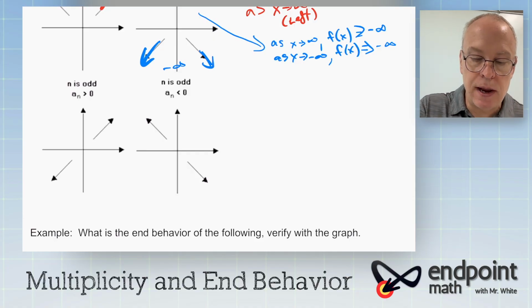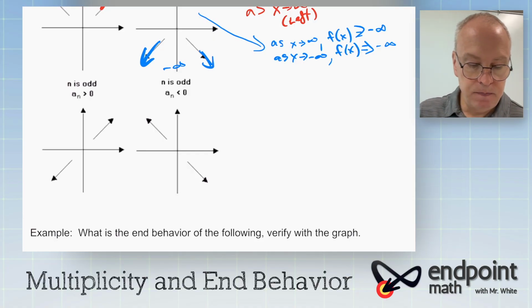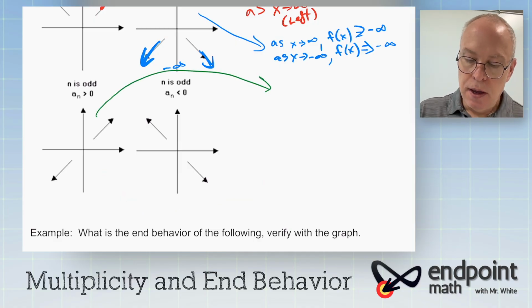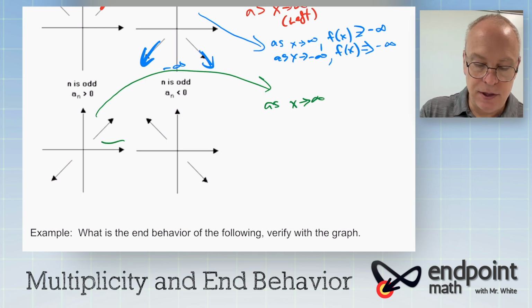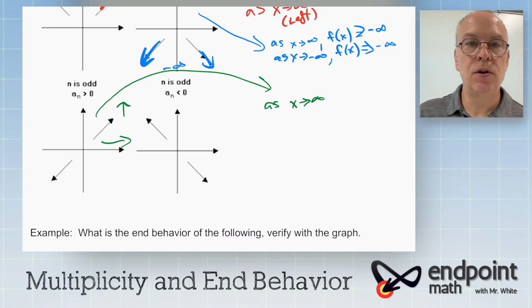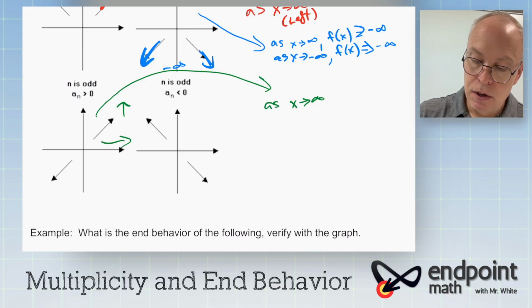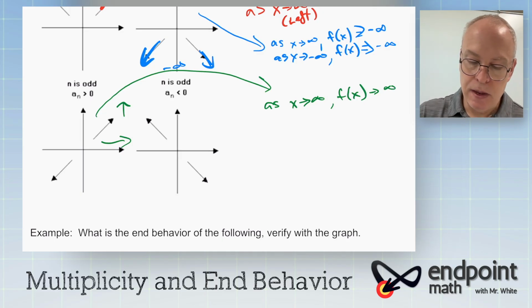So what about when n is odd? So let's do this one here. Actually, no, I'll draw the arrow up here. As x goes to the right, that's this way, this thing is going up to infinity eventually. So that's what we write. F of x is heading toward infinity.